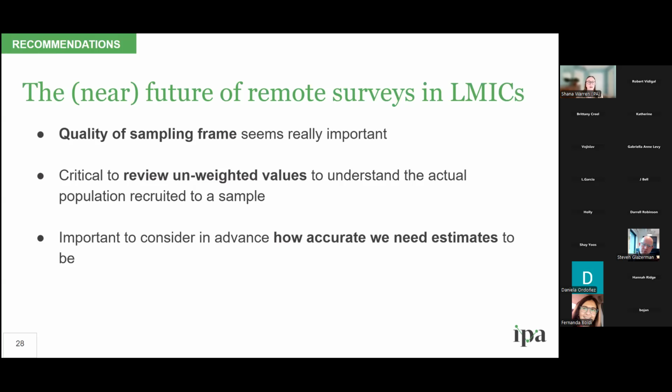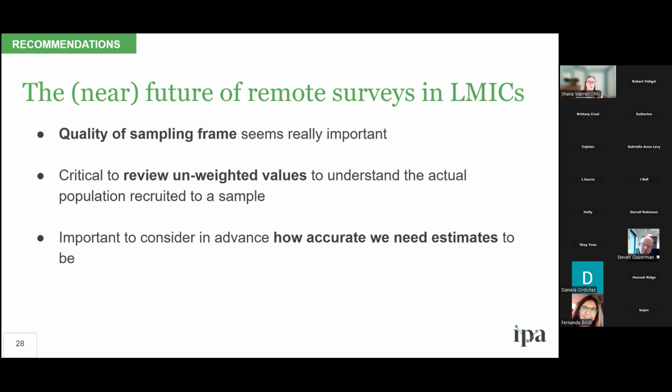When we think about remote surveys and LMICs, the other issue is how important is it that we get a really accurate estimate? Do we need to be within 5 percentage points, 10, 20? What is enough for the relevant policy-making decision, if policy-making is your priority? What is enough for a research study for an academic approach?